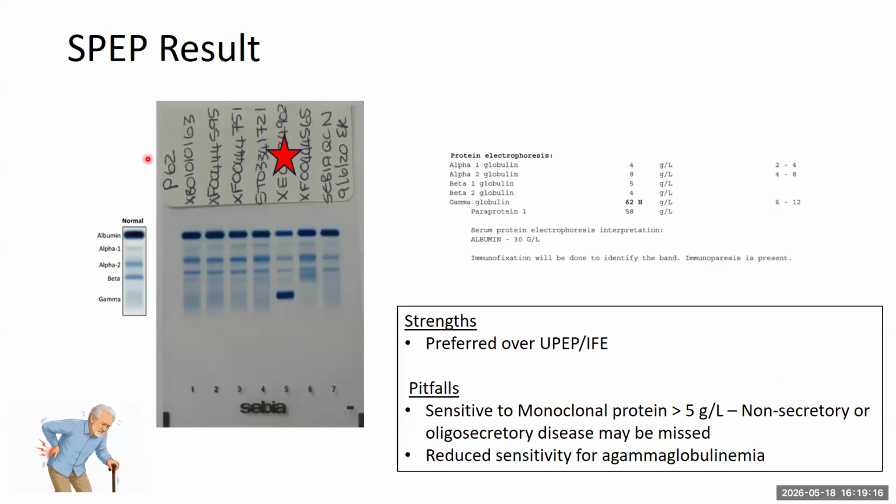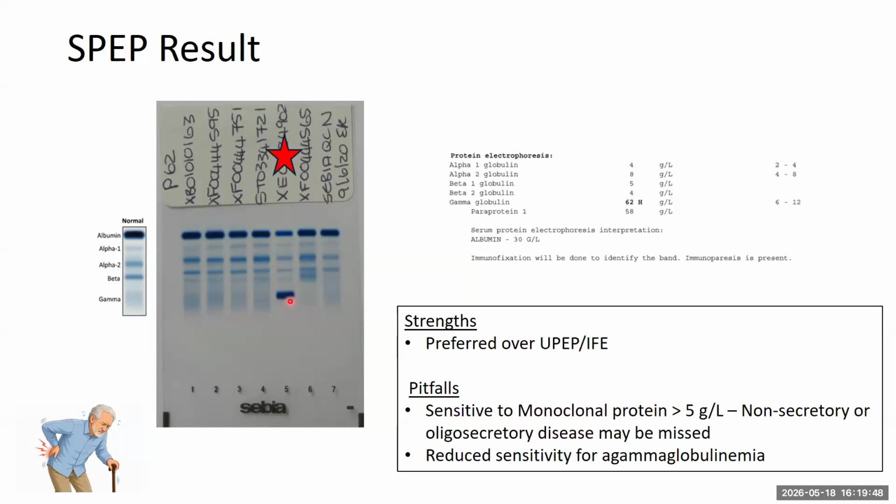So this is the S-PEP result for the patient. On the left-hand side here, we have a control with the 5 different bands, with a prominent band being noted in albumin. That's what we expect, followed by faint bands thereafter. If we compare the control to our patient, which is depicted by the lane with a red star, you can see that there's a prominent band in the gamma region.